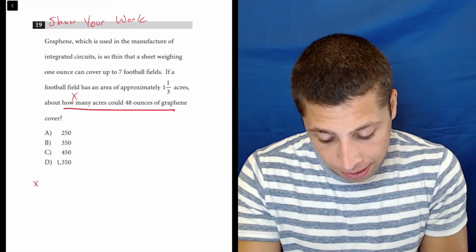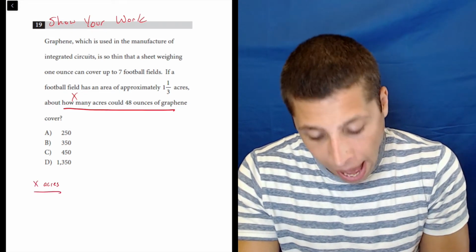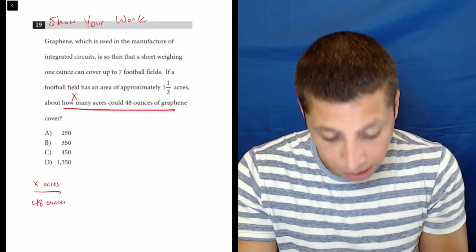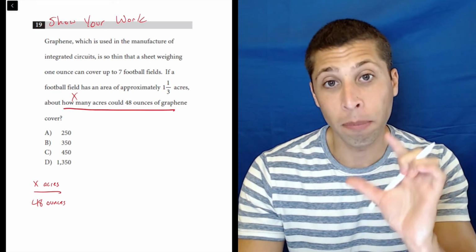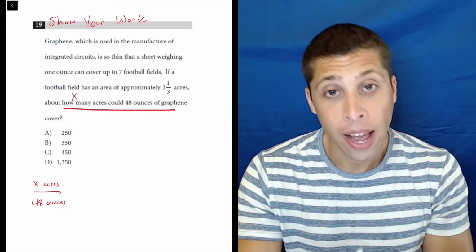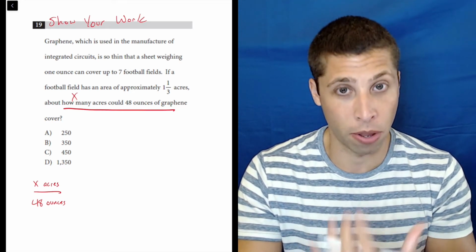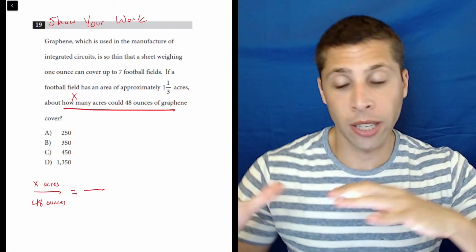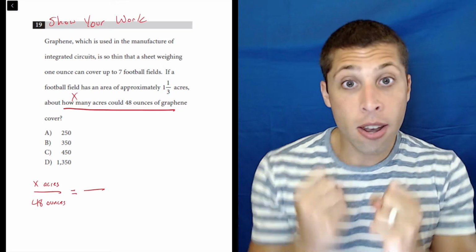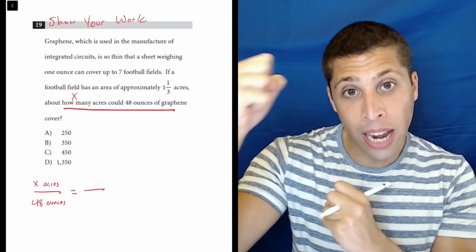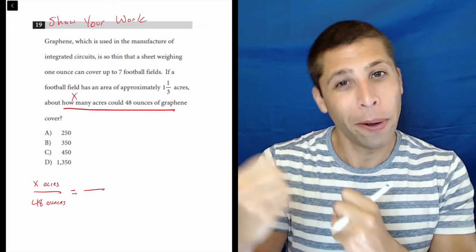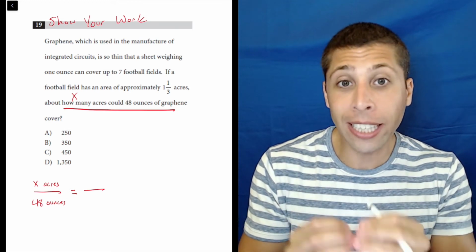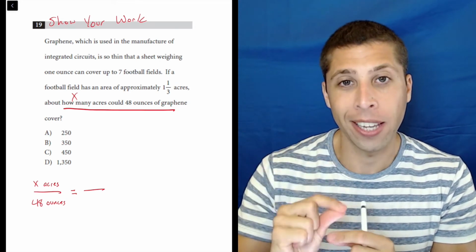So, X acres is equivalent to 48 ounces of graphene. So I'm using both of the numbers to create a fraction, to create a rate, and I write the units because that's the most important thing here. Now, my ideal situation would be that I look at the question and I'm able to pull out another rate that's equivalent, that compares acres to ounces. But that's almost never going to happen as these get harder because we're going to need to convert, but that's okay. All I really care about is that one of the units is the same.